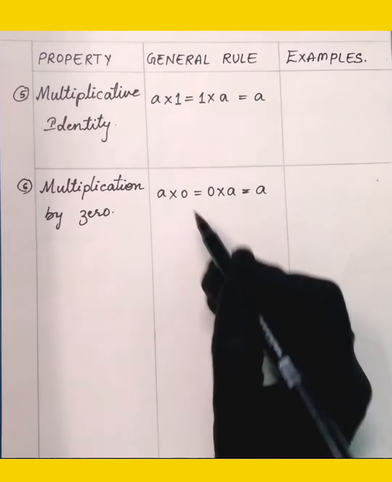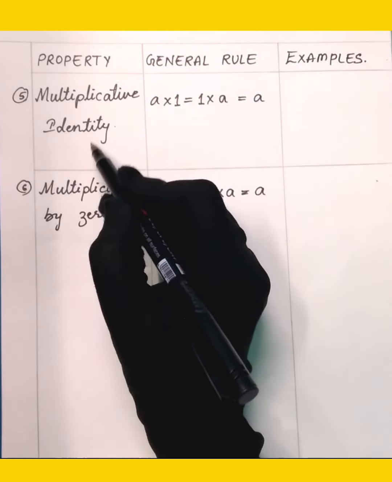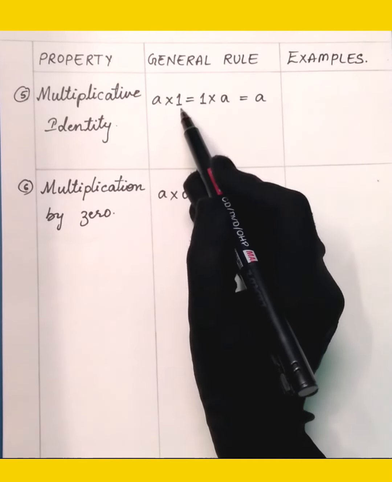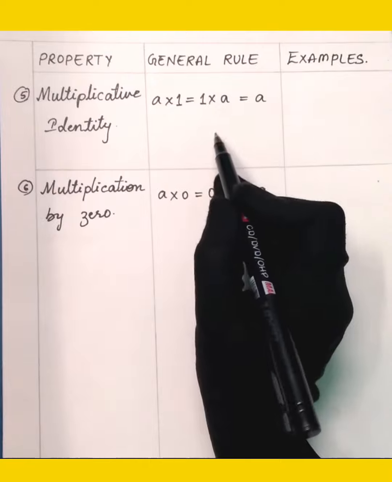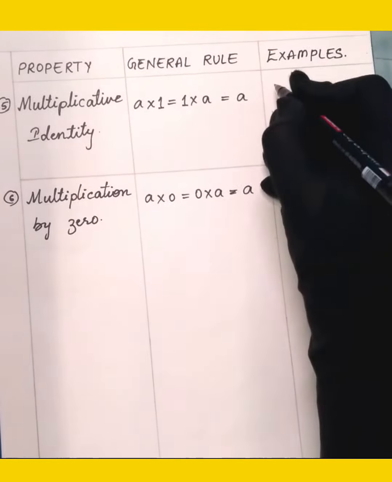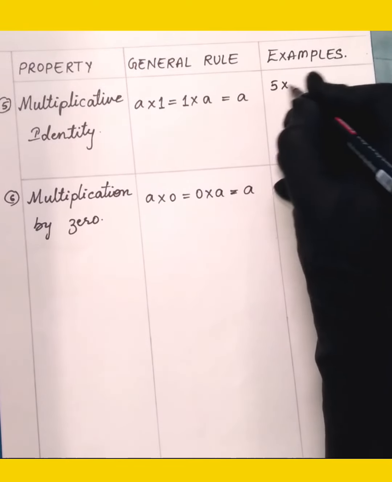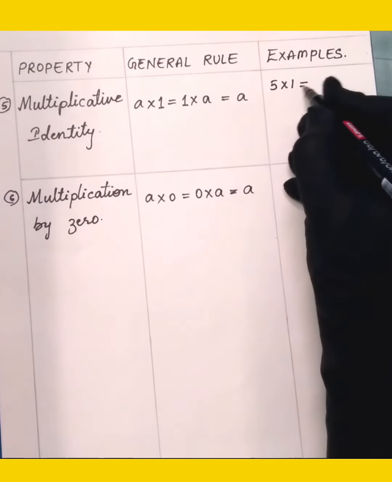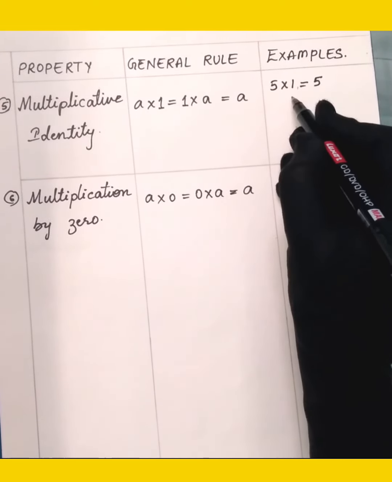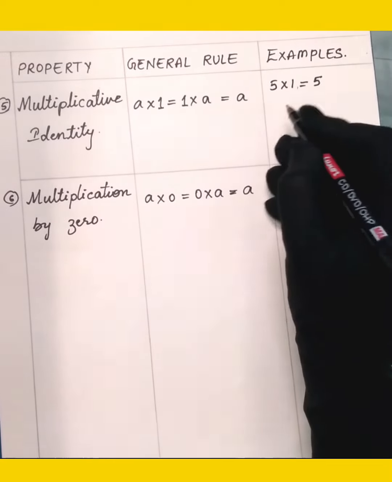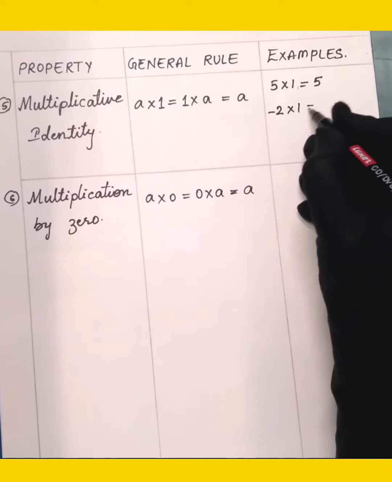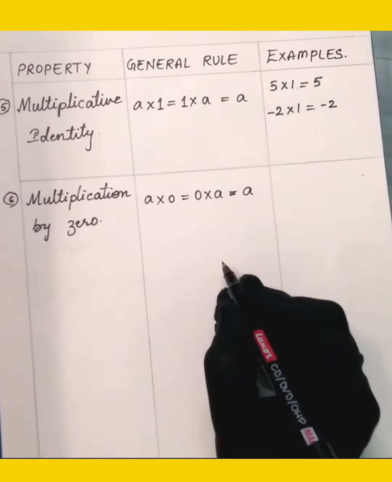Next property is multiplicative identity. What is multiplicative identity? If a is an integer, when you multiply it with 1, it does not change the value of a. Let us take an example. If we are taking a equal to 5 and multiply this with 1, what happens? 5 ones are 5. When you multiply any integer with 1, it does not change the value of the integer. Let's take another example. Minus 2 into 1 will be minus 2 only.